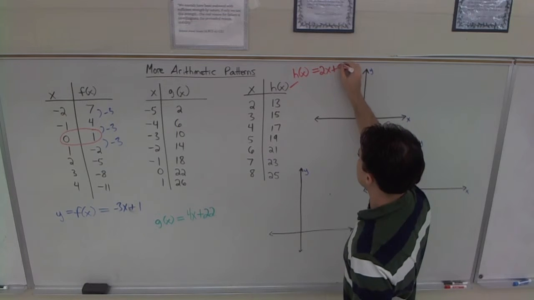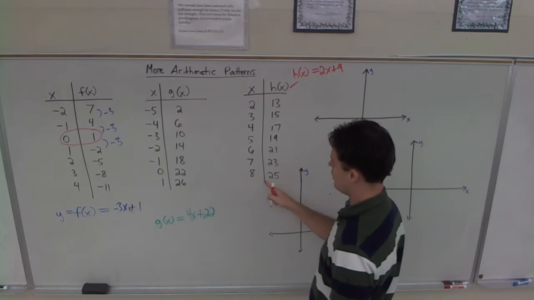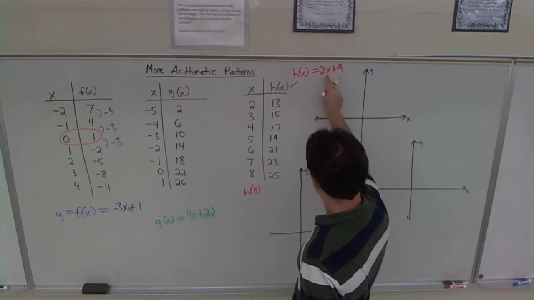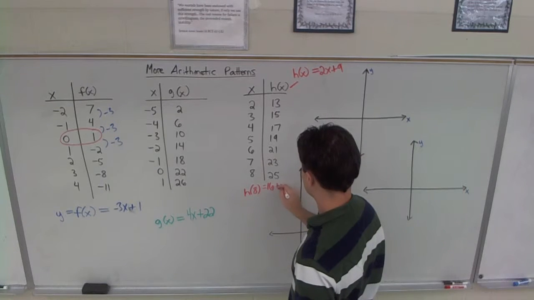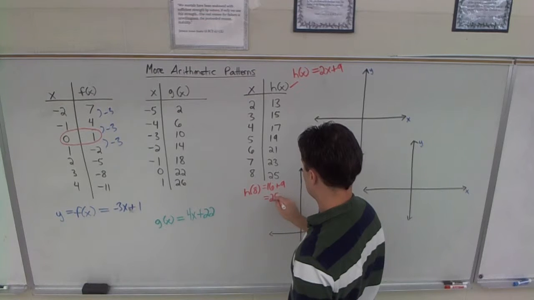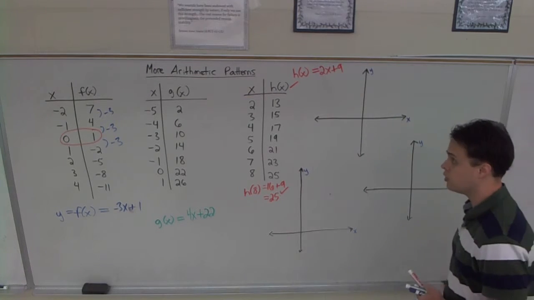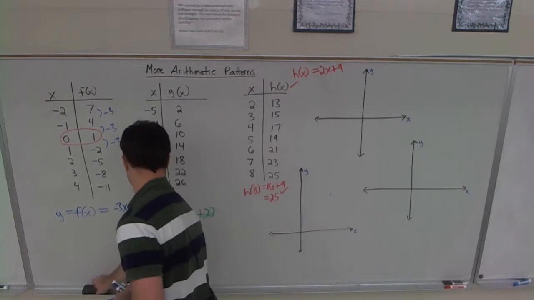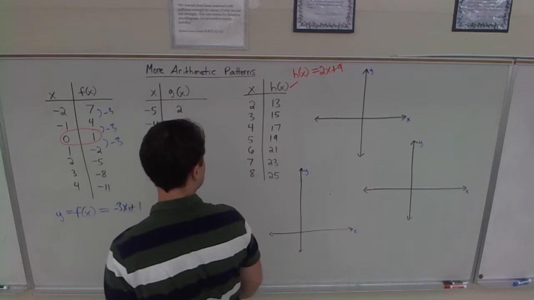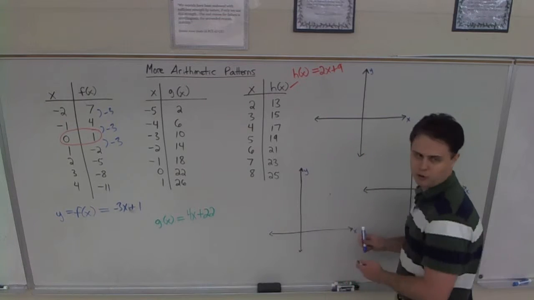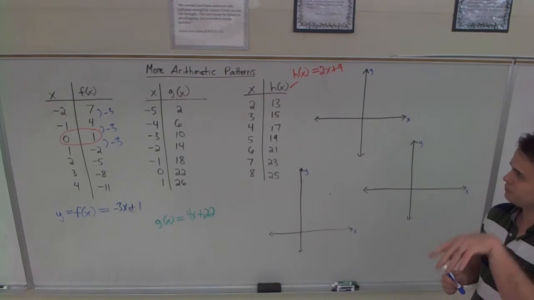I agree. Let's check it just to make sure. We plug in 8, we're supposed to get 25. So let's plug in 8. 2 times 8 is 16 plus 9. 25. Check. It's looking good, right? If you're really unsure, you might want to check a couple of them. Let me get this out of the way. Okay, so what I want to do now is graph just a couple of these guys, maybe all 3 of them. We'll see how we do.